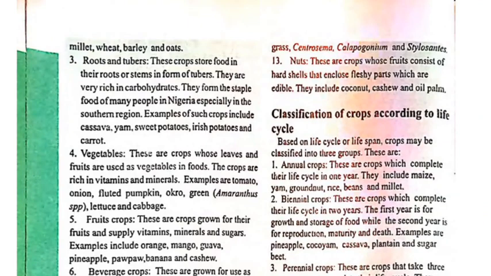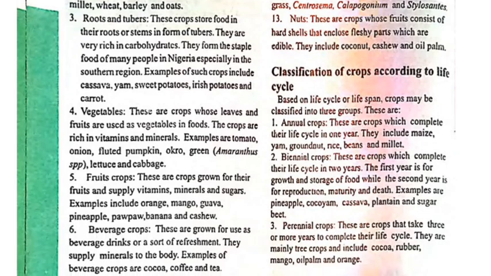So number 3, we have roots and tubers. These crops store food in their root or stem in form of tubers. They are very rich in carbohydrates, mostly starch. They form the staple food of many people in Nigeria, especially in the southern region, where we have cassava, yam, sweet potato, Irish potato, and carrots.